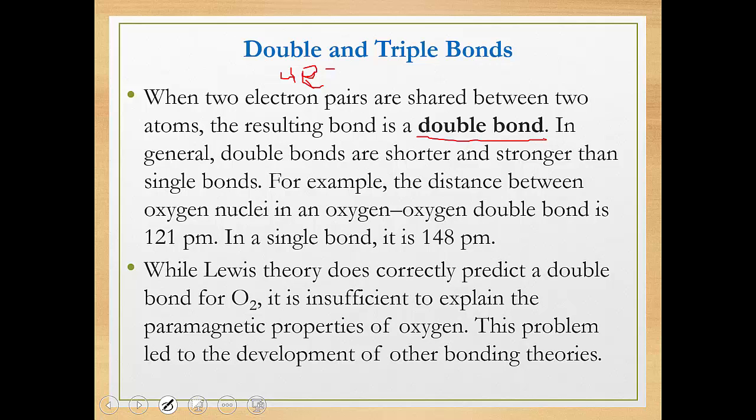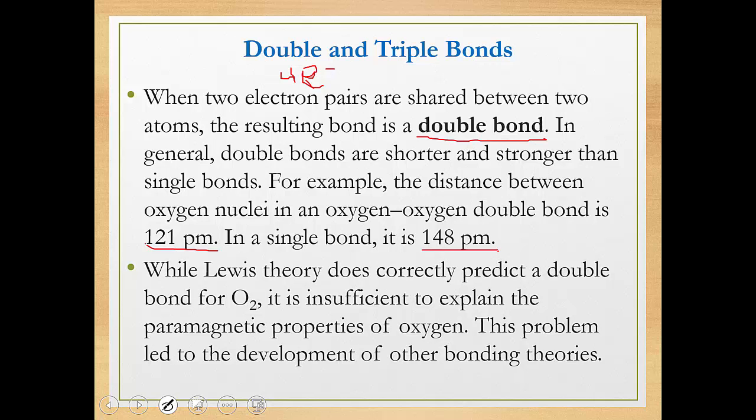So if you were able to actually measure the distance between 2 oxygen nuclei in an oxygen-oxygen double bond, you would find that it is 121 picometers. Okay, so very small, but you can measure that. 121 picometers. If you measured a single bond between 2 oxygen atoms, it's 148 picometers. Okay, its bungee cord got stretched further.